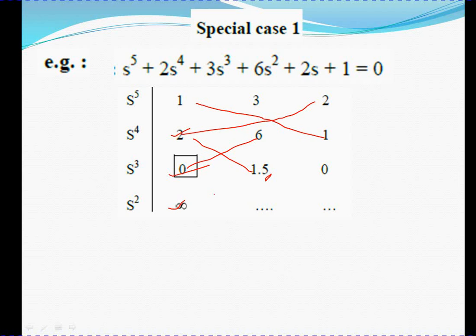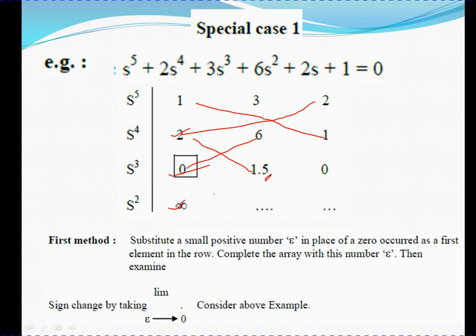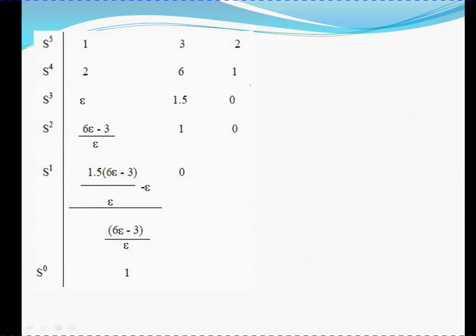Now as the remedy for this special case, we need to substitute epsilon in place of 0, and then complete the array with epsilon. Epsilon is a small positive number. Next we need to check for the sign change by taking the limit as epsilon tends to 0. So now see here, the s^3 row, we need to replace the 0 by epsilon.